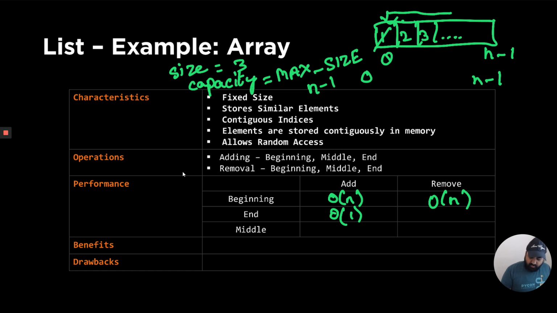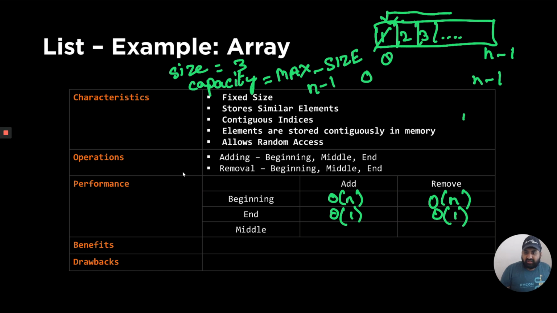Now, what about removing an element from the end? Again, we know that there's some size variable in our class or our implementation, so we can always remove the last element, and in that case, the complexity would again be O of 1.